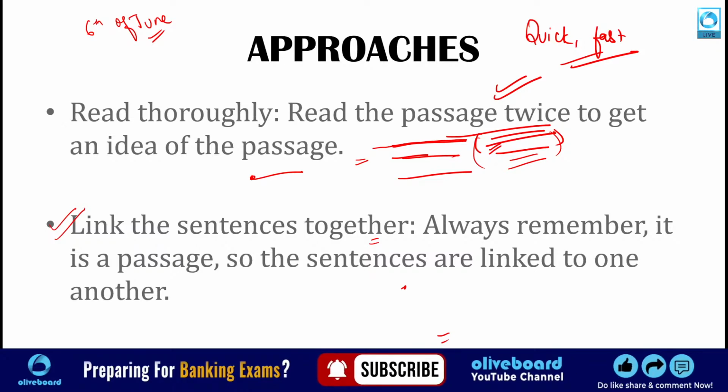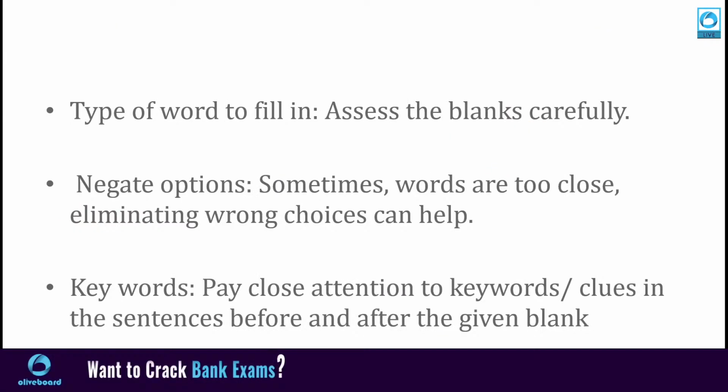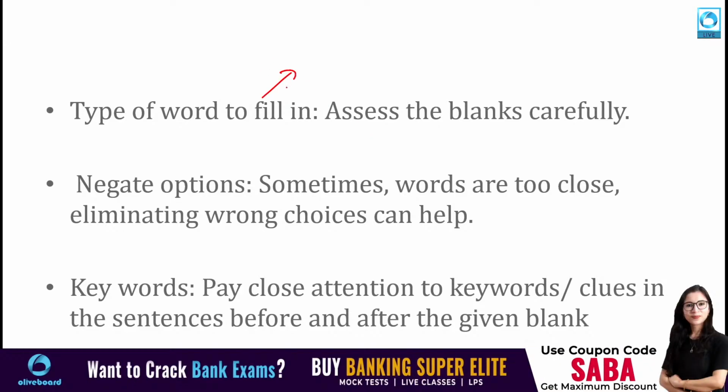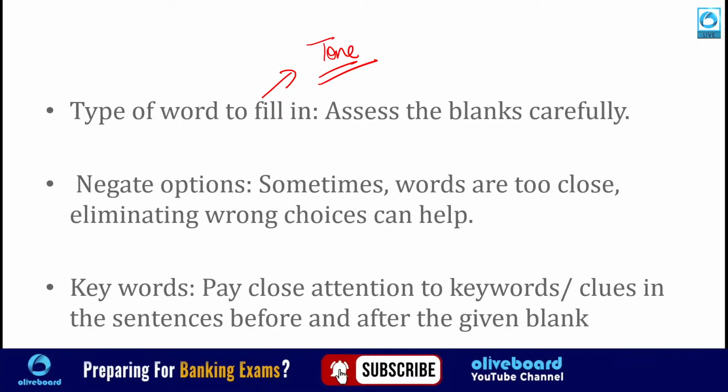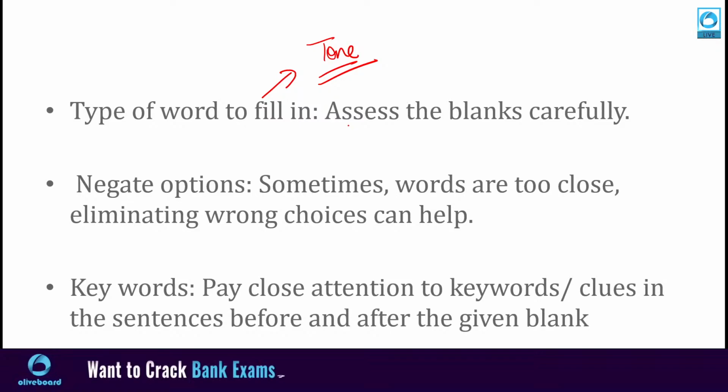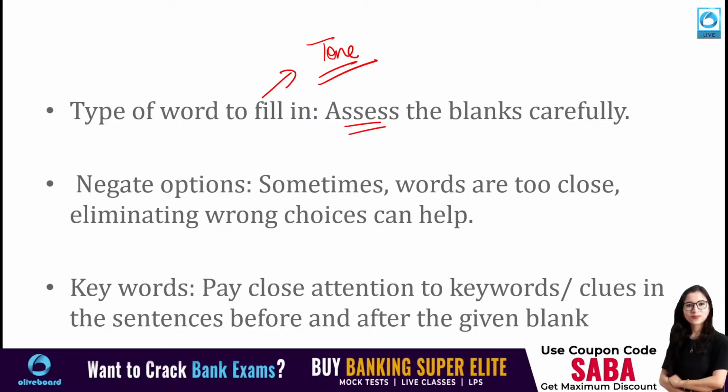So everything, all the sentences should be linked together. Try to relate each sentence with one another. Okay. Third, type of word to fill in. You have to check, based on the tone of the passage, whether it is positive, it is negative, it is sarcastic, whatever sense you are getting, tense, everything you have to check, and then you have to assess the blanks very carefully. Then only you can start filling the options.